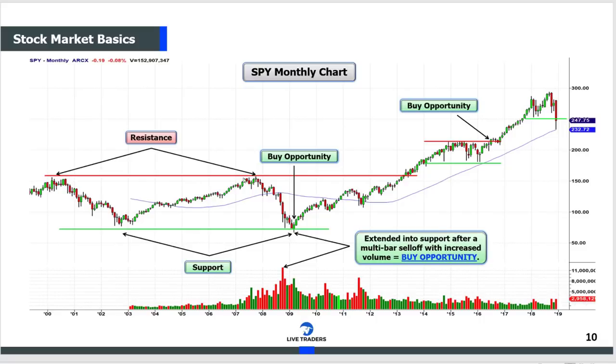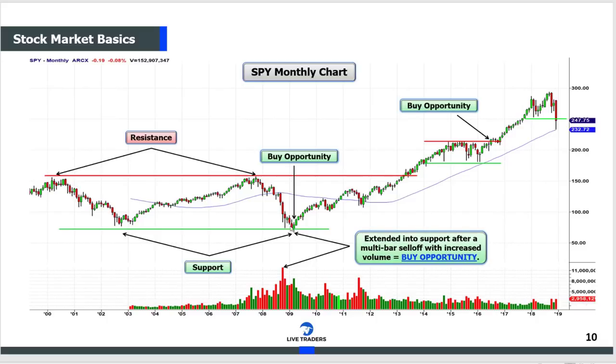And then what happened? We got back up to this 150 to 160 level, which was the prior pivot high, which is in a resistance area. Remember, past price action predicts future price movement. Well, the last time we came up to the 160 mark, the SPY pulled back. The next time we came up to the 160 mark, oh, the SPY pulled back.